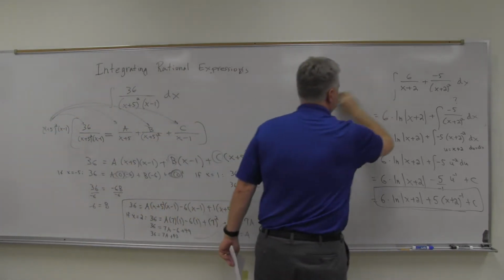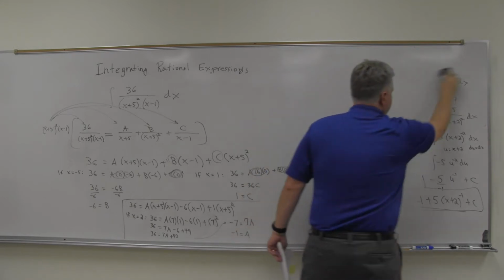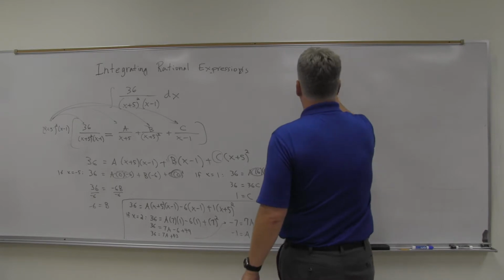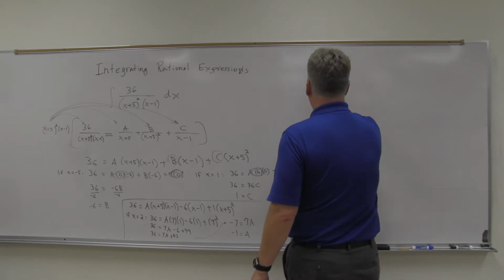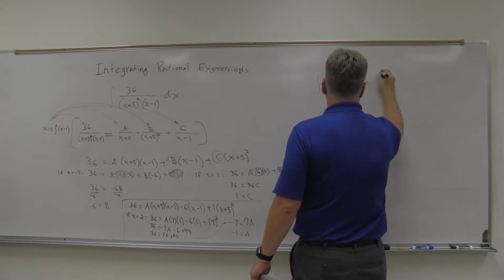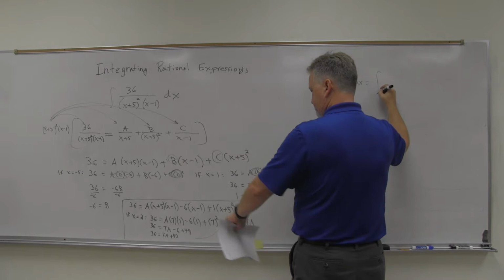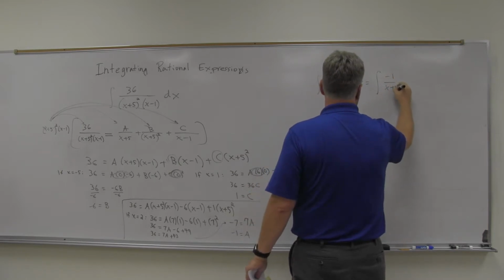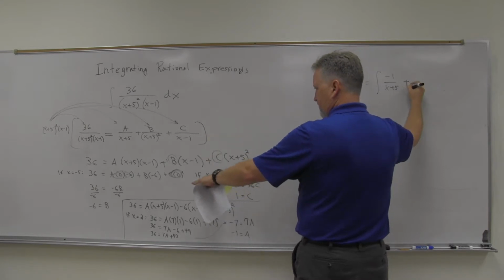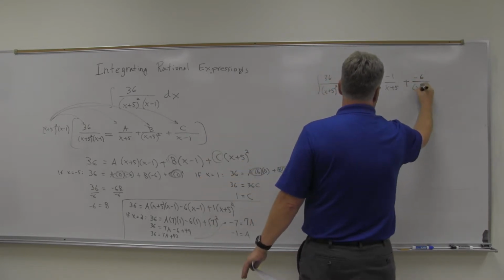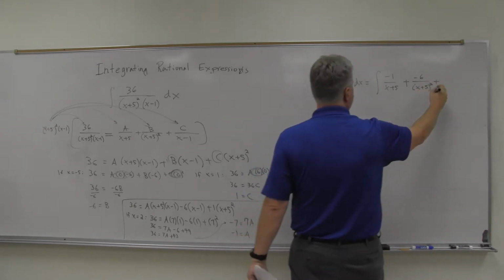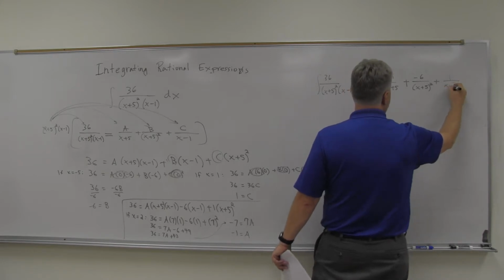So let's do a little evaluation of my integral here. So the integral 36 over x plus 5 squared times x minus 1 dx is now the integral of A over x plus 5, so it's negative 1 over x plus 5, plus B over x plus 5 squared, so it would be negative 6 over x plus 5 squared, plus C, 1 over x minus 1.